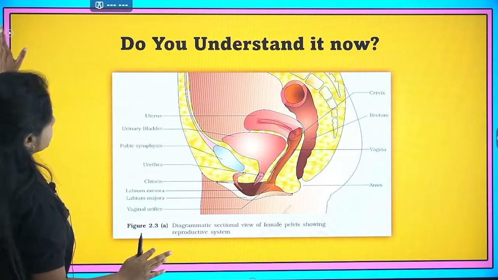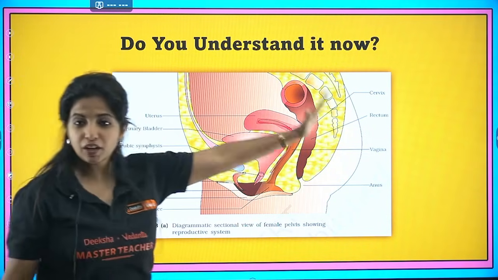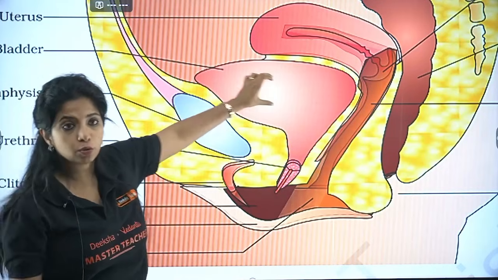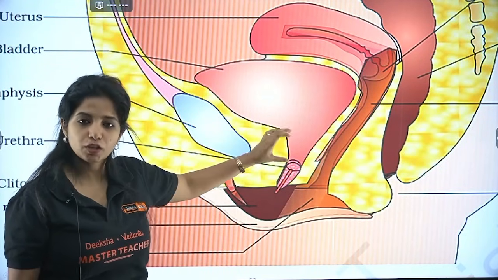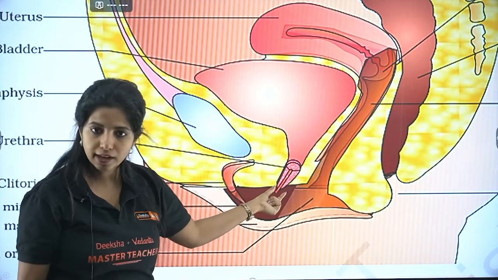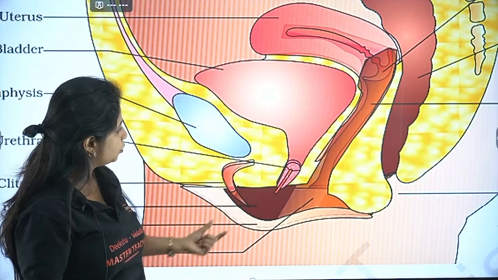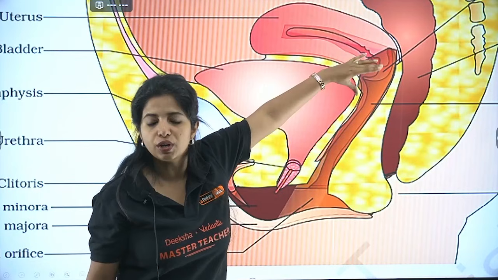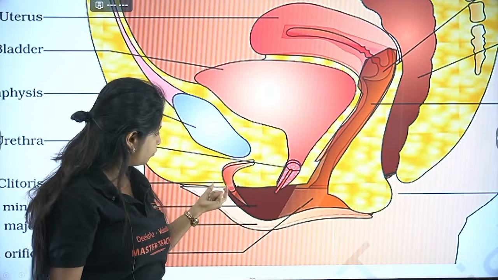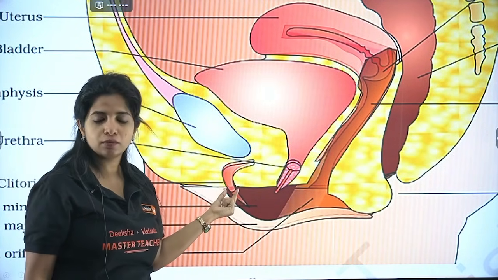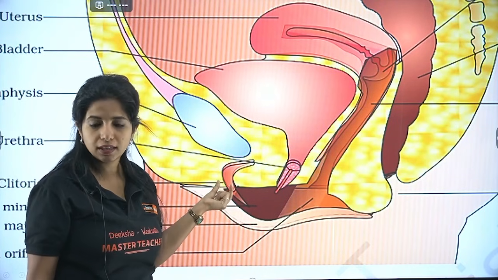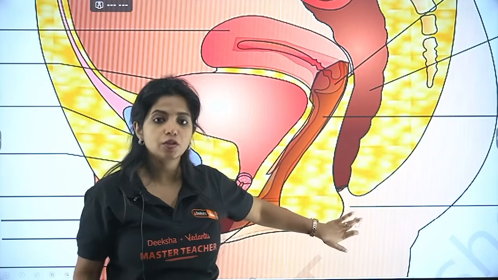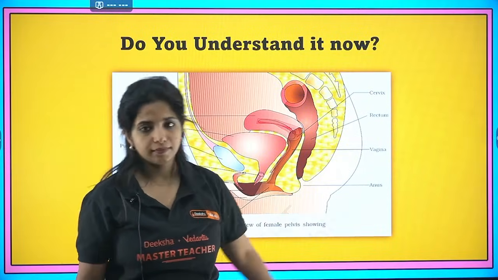Done? Done, ma'am. Okay, so now I hope this particular image is also clear to you. What do you have over here, my dear children? This is the urinary bladder, and the urinary bladder opens up over here. This is the urethra, right? Just behind that, as I told you, you have the uterus. The uterus opens into the vagina, and before that, this structure before the urethra is the clitoris. At the back of all of it, you have the anus and rectum in the case of females, where the stool passes down.